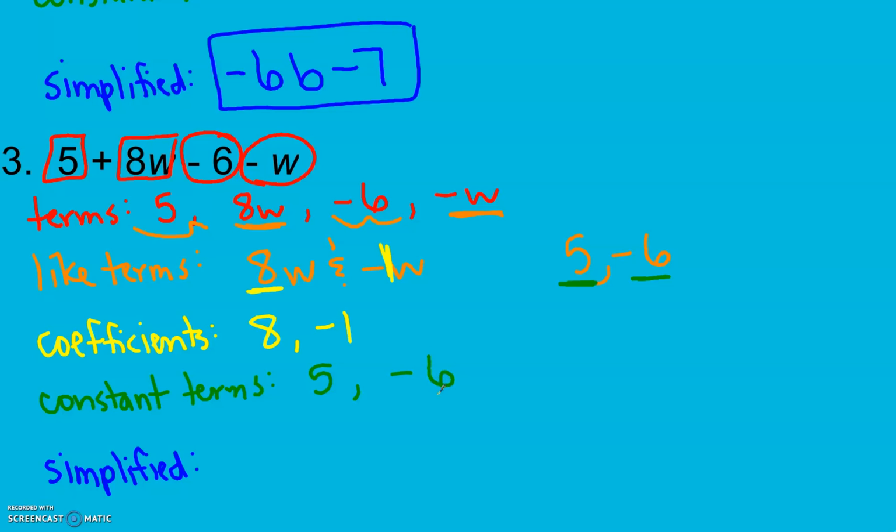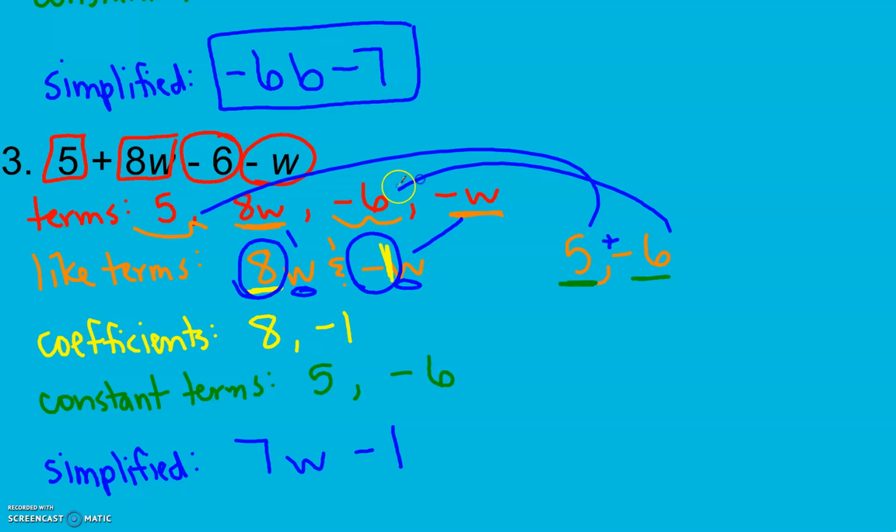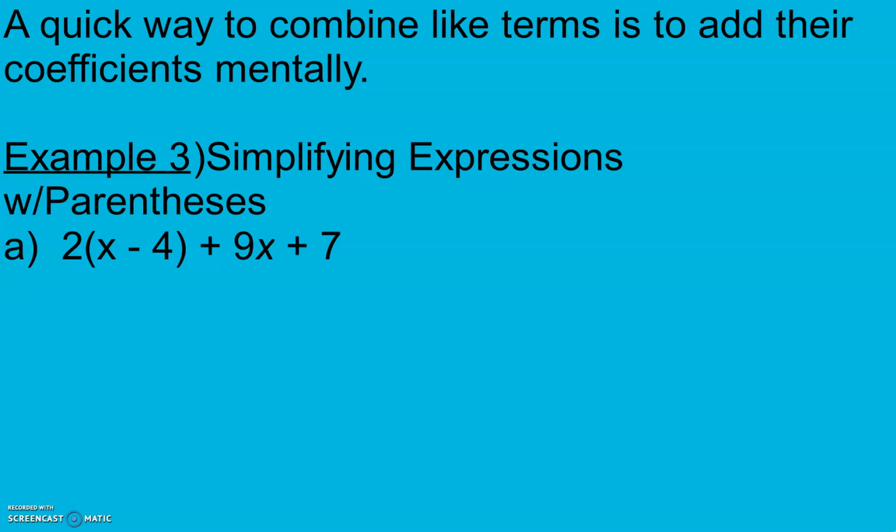Now in order to simplify it, I combine all my like terms and make sure nothing is left. So I have a w term and a w term. Keep the w and perform the operations on my coefficients. So 8 minus 1 gives me 7. Then I look at my next set of like terms. I'm going to add these up. 5 plus negative 6 gives me negative 1. Every term was used. So we are good here and simplified. A quick way to combine like terms is to add their coefficients mentally.